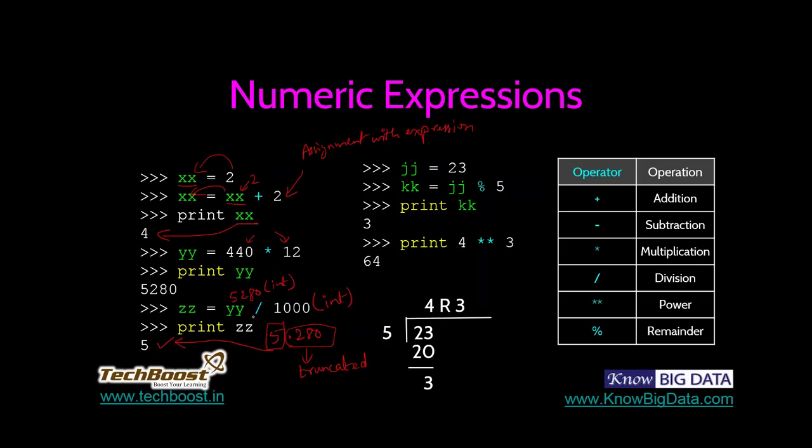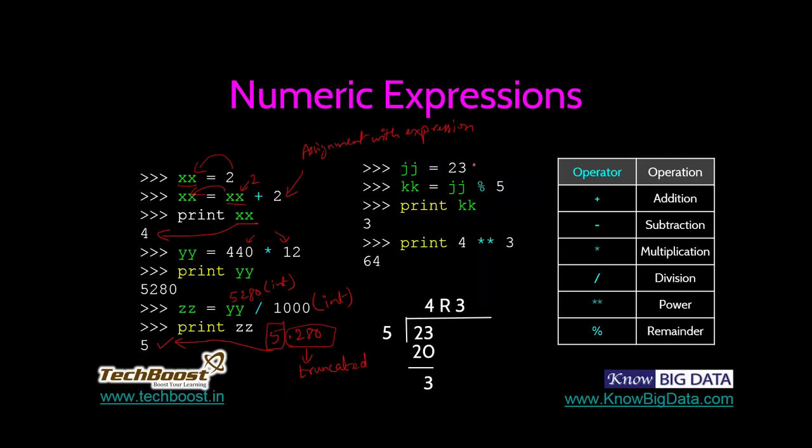Since both the operands, now yy and 1000, are integers, the output also turns out to be an integer. All right. Now let's go to this example.